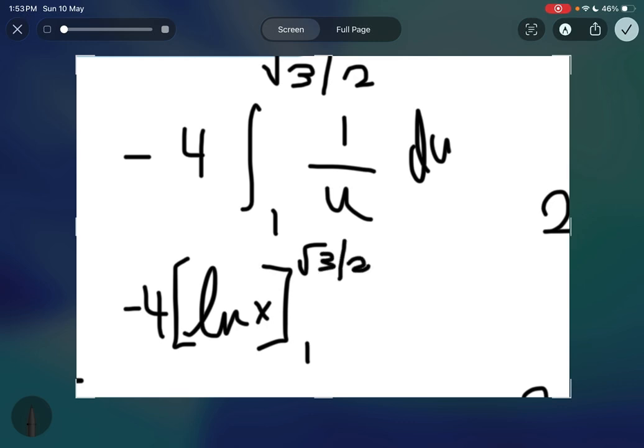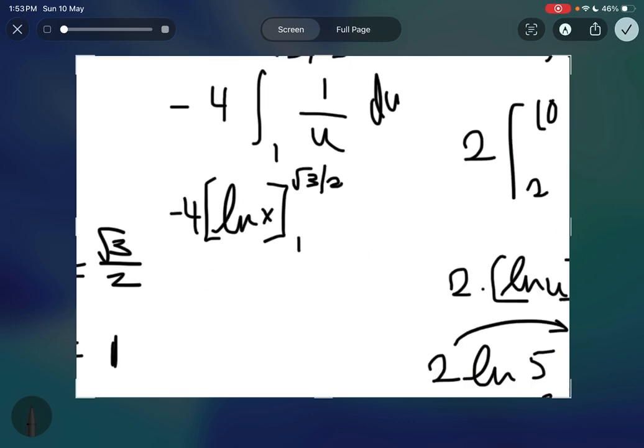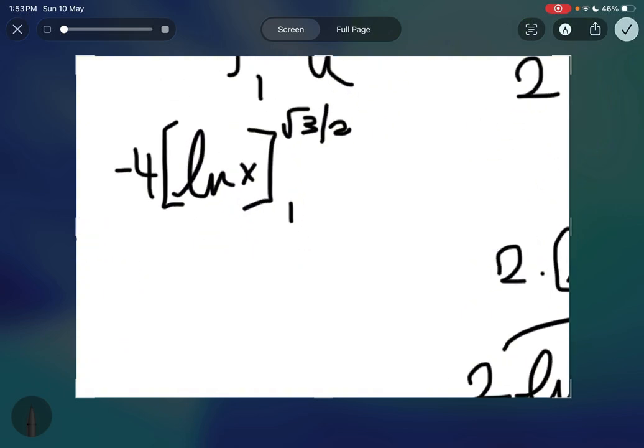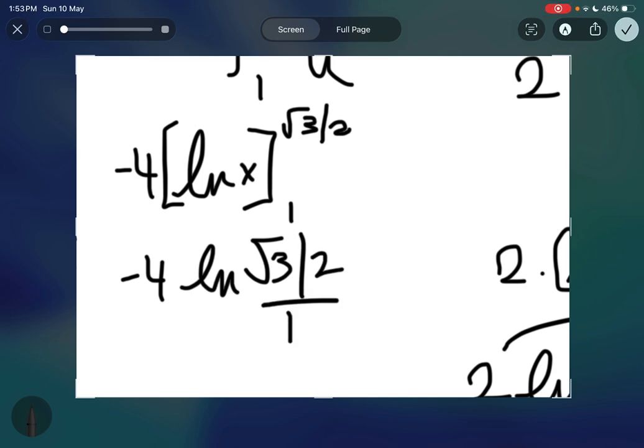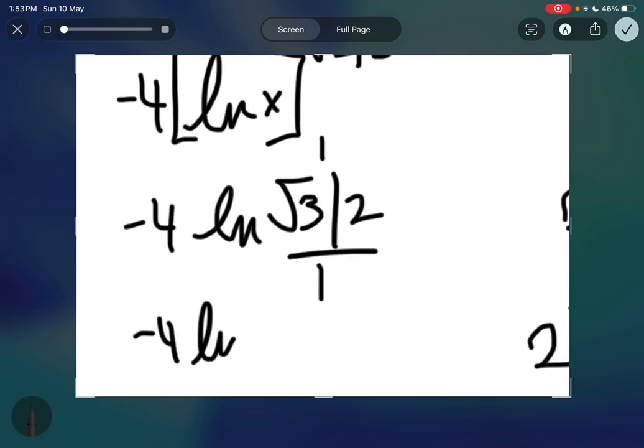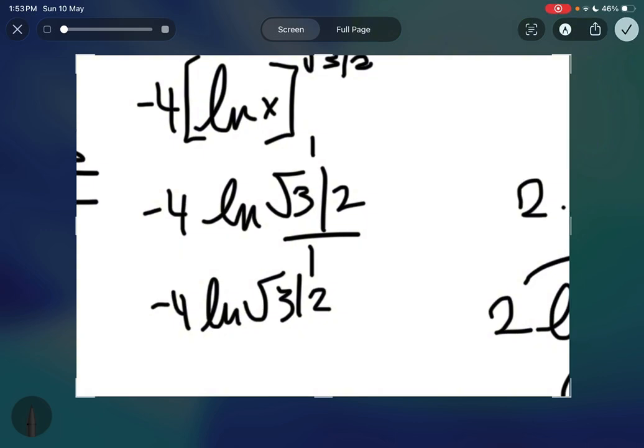And then it will become radical 3 over 2 over 1. So minus 4 of ln of radical 3 over 2 over 1, which is the same thing as minus 4 ln of radical 3 over 2. And that's your answer here. And then you take the 4 there.